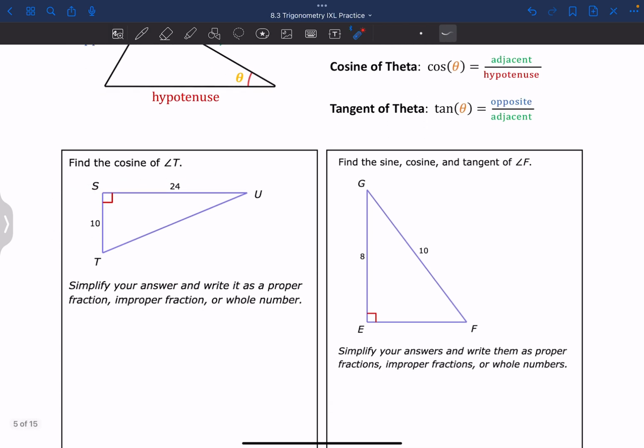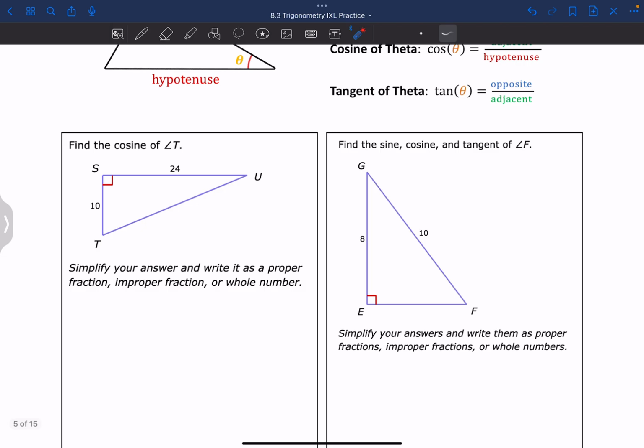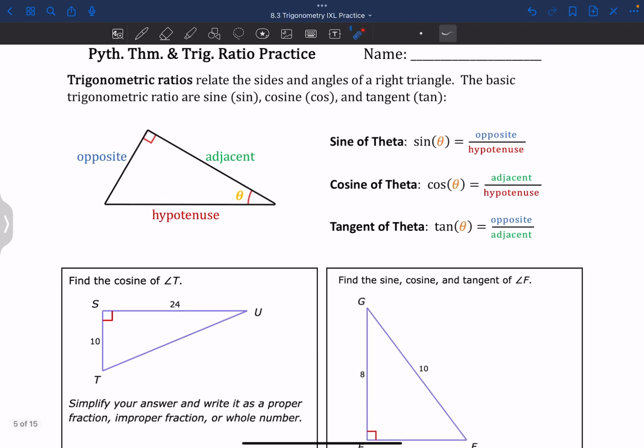And then also what IXL is going to do is they're going to require you to find sine, cosine, and tangent. So they're going to ask you to find all three, okay? So we're going to do that. We're going to do an example with cosine, and then we're going to look at an example where we find all trig ratios.